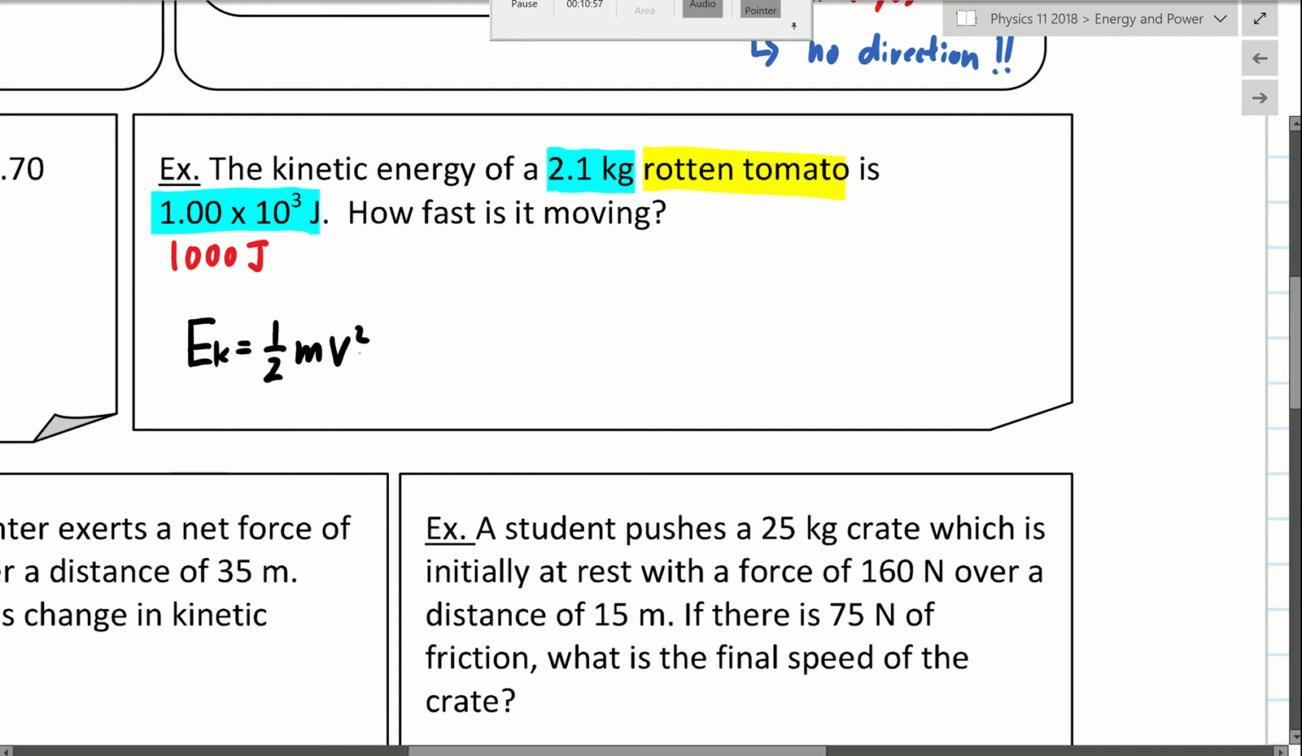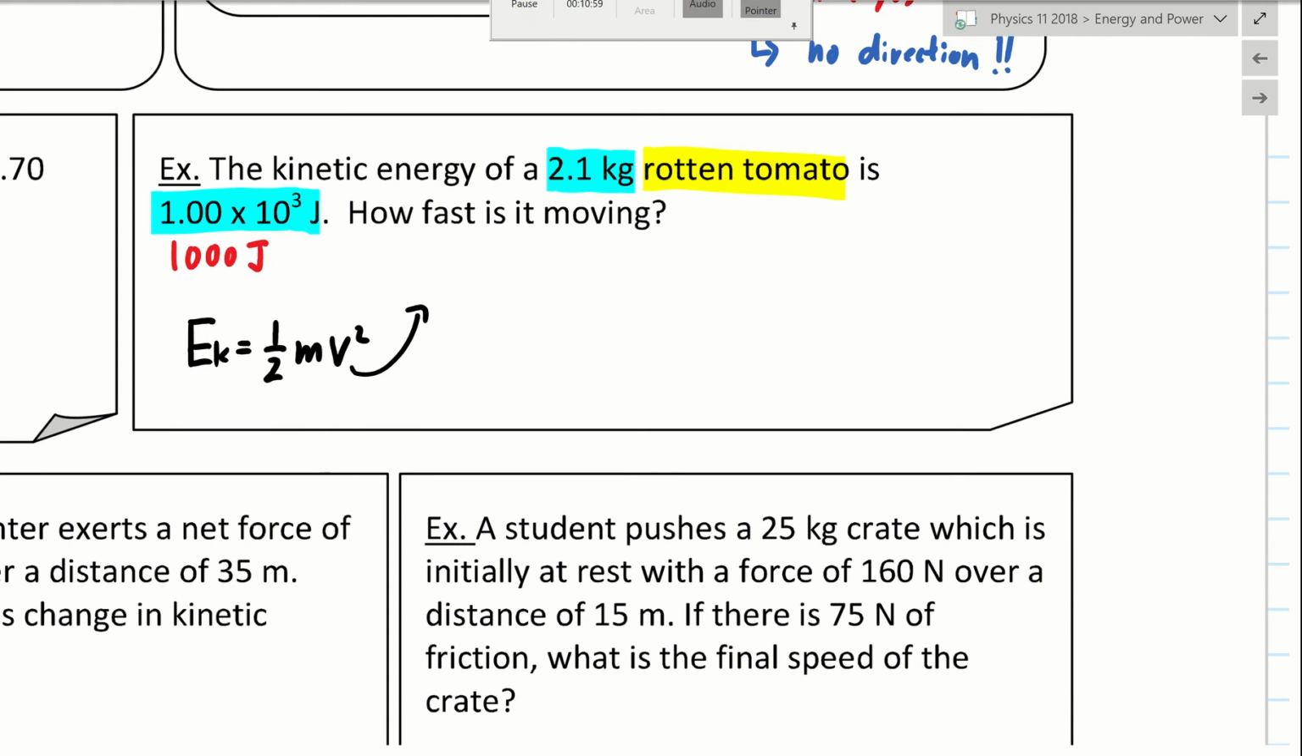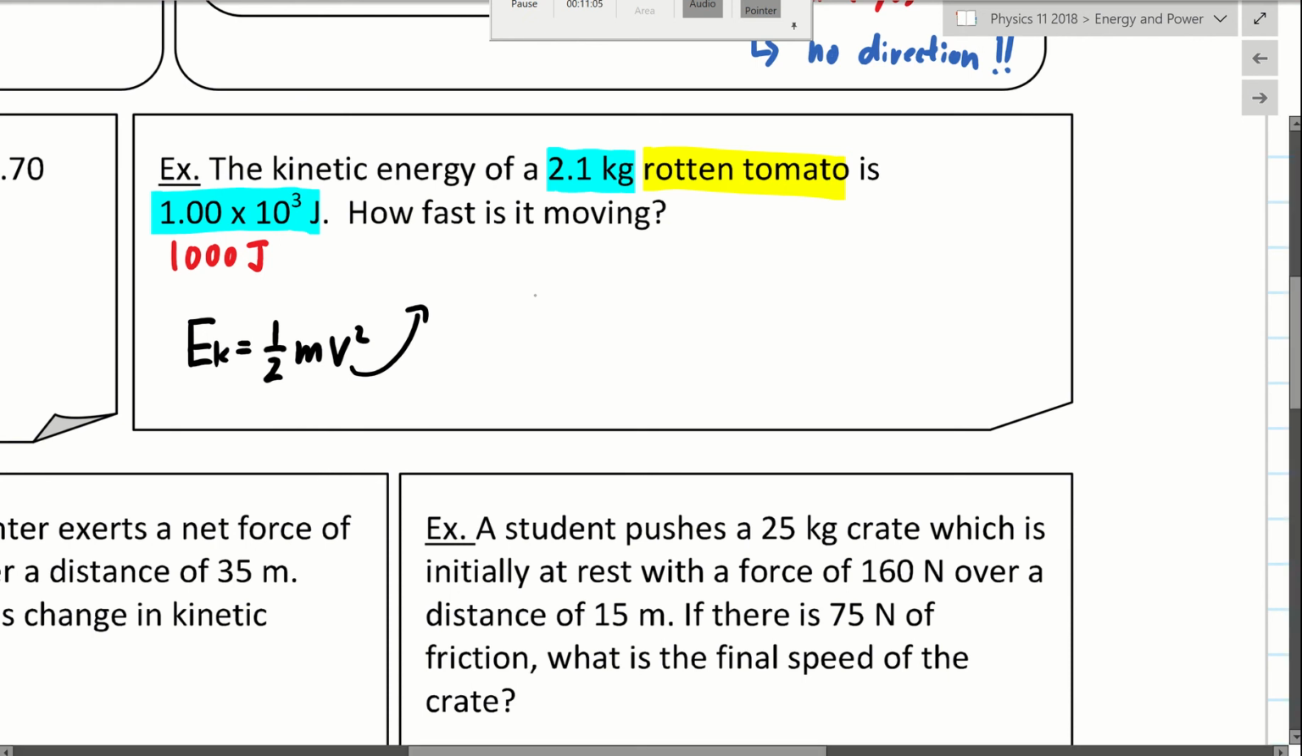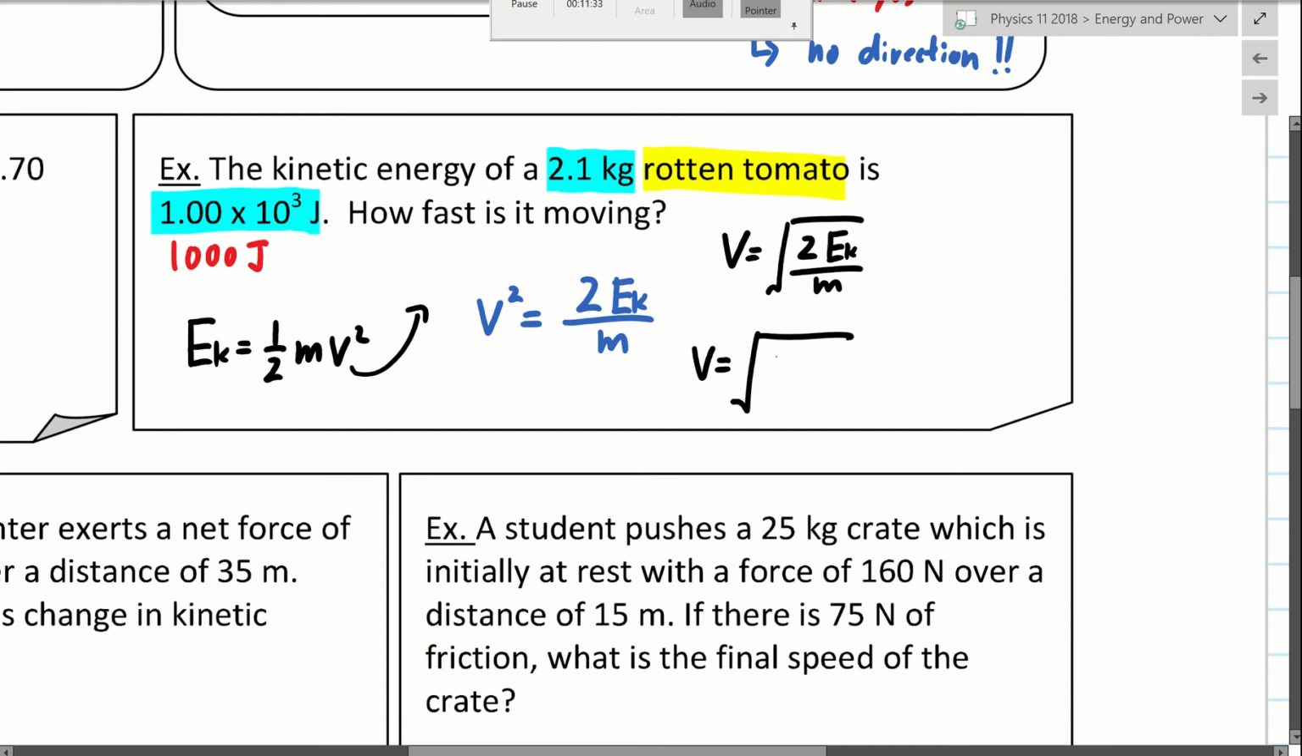So you could just solve this equation for v first. Multiply both sides by 2 to get rid of the 2, and divide by m. So it will be 2 times kinetic energy over m equals v squared. And then you take a square root on both sides. So v is equal to the square root of 2 times the kinetic energy over mass. You do the square root at the very end, after the whole thing inside is done. Slowly substitute the numbers carefully.